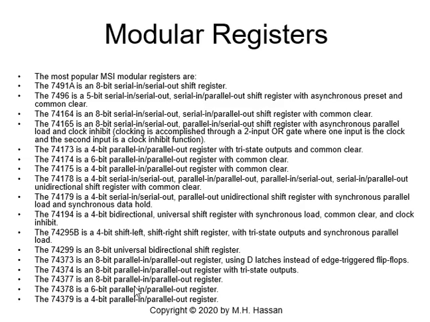The 74374 is an 8-bit parallel in parallel out register with tri-state outputs. The 74377 is an 8-bit parallel in parallel out register. The 74378 is a 6-bit parallel in parallel out register. The 74379 is a 4-bit parallel in parallel out register.